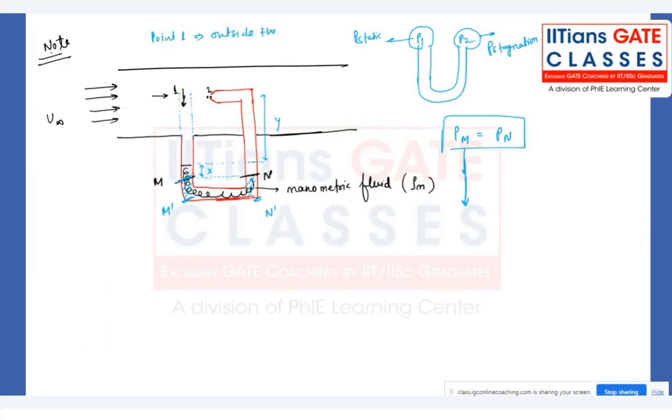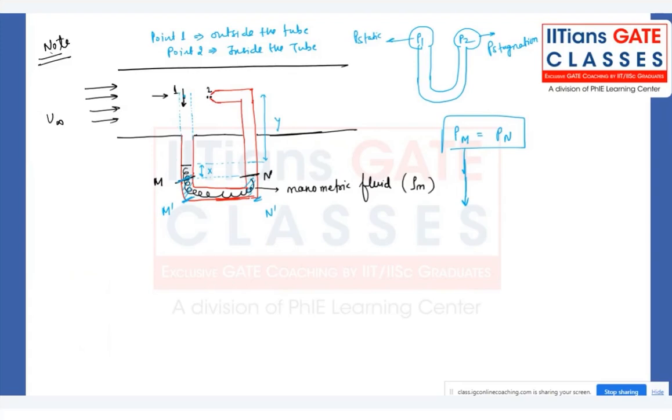Outside the tube. Point number 2, inside the tube. Inside the tube. So don't think that point number 1 is also taken inside. No, no. I have just extended it for your imagination purpose.